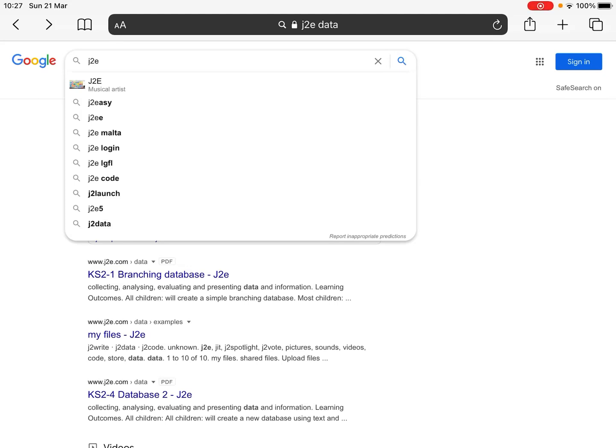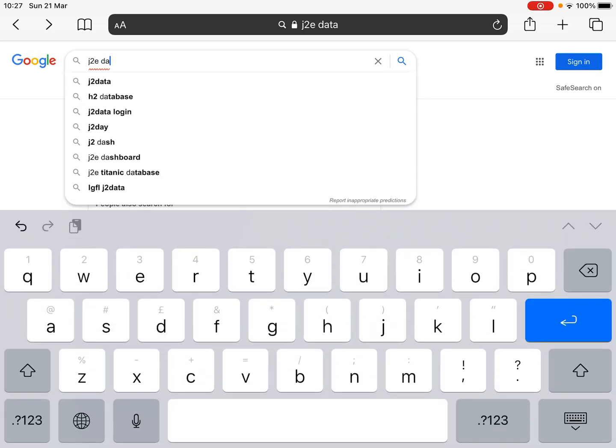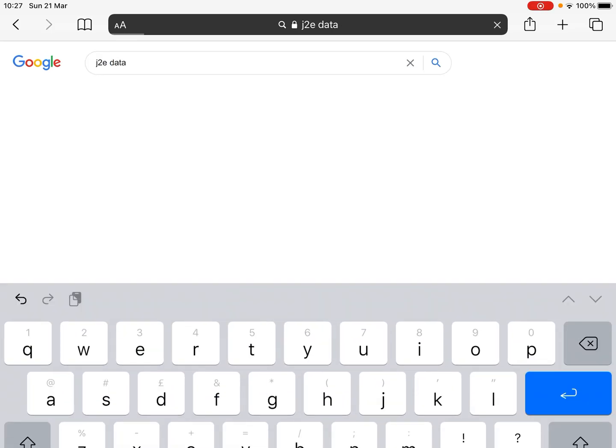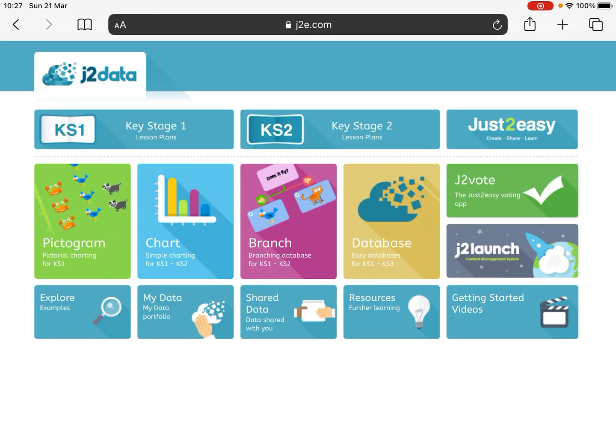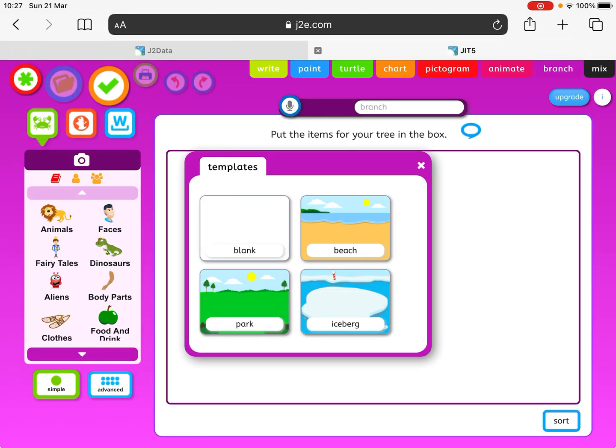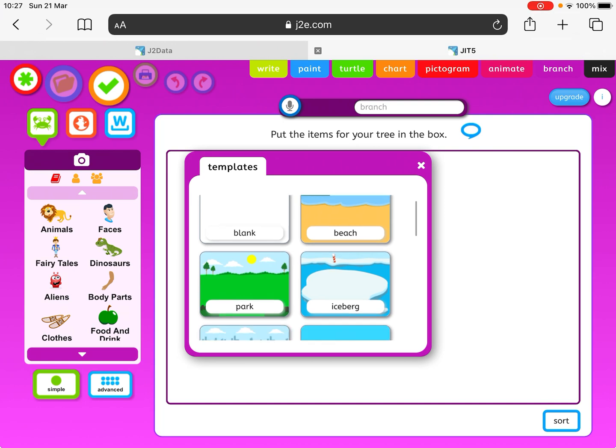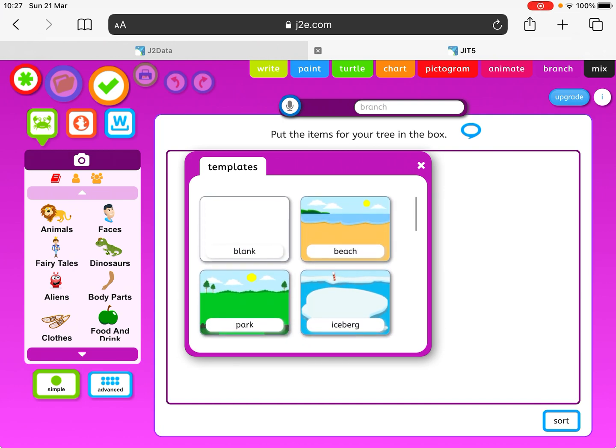Hello everyone, we're going to do a branching database using something called J2e. So you just search for J2e data, and then you go on to the top link and you choose the one in the middle, which is purple. In terms of templates, you can choose any of these, but because it's nothing to do with parks or beaches or icebergs, there are actually some more. I'm just going to choose blank.